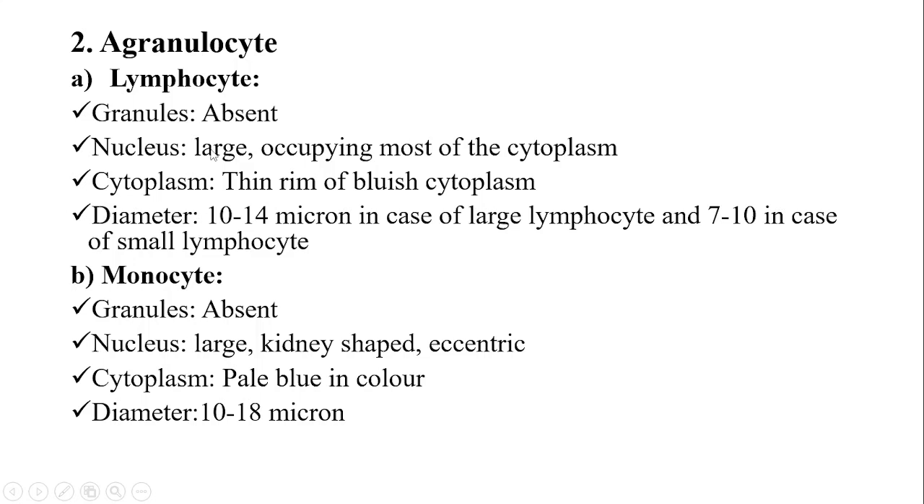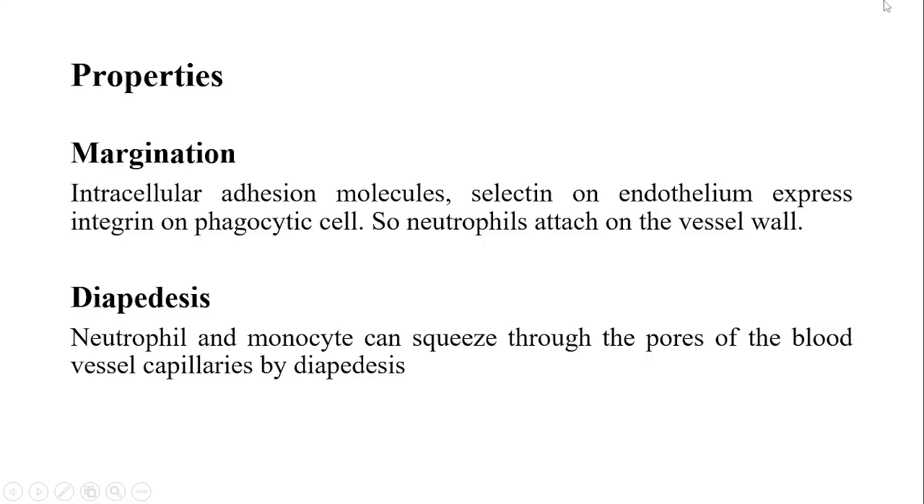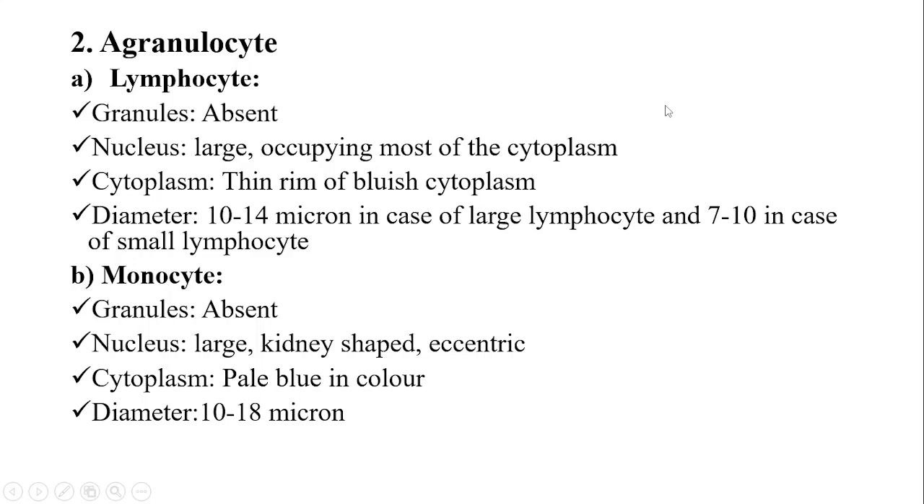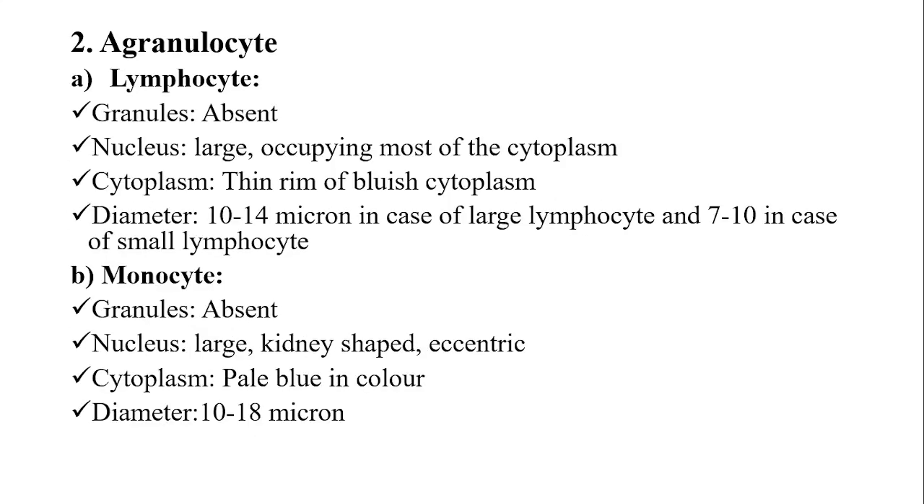In lymphocytes, granules are absent. Nucleus is large, occupying most of the cell. In cytoplasm there is a thin rim of bluish cytoplasm, because the nucleus is so large that it gives very little space for the cytoplasm. The diameter is 10 to 14 micron in case of large lymphocyte, and if they are small then the diameter will be 7 to 10 micron.